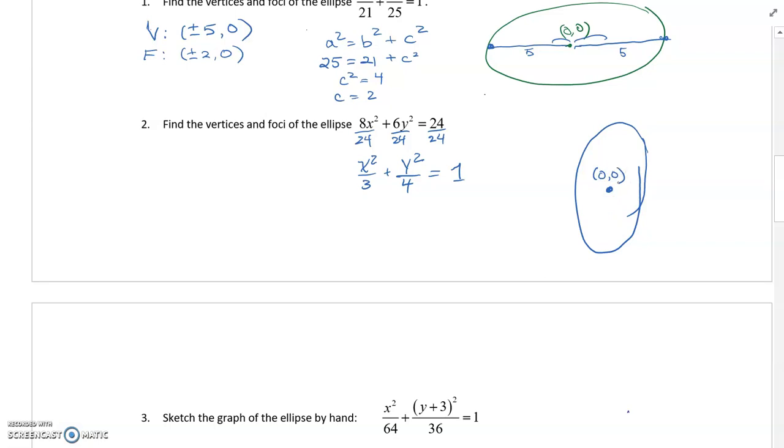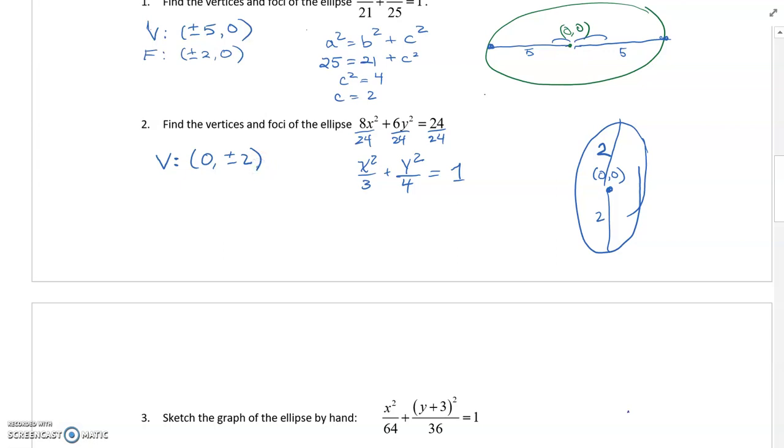And the vertical distance to the shape is going to be the square root of the 4. So that's 2 units up and down from 0, 0, which results in vertices of 0, plus or minus 2.